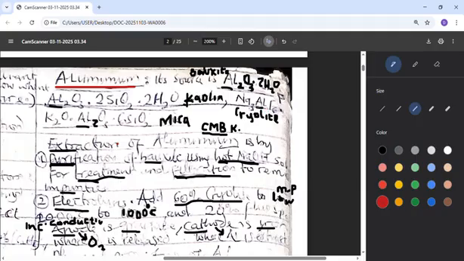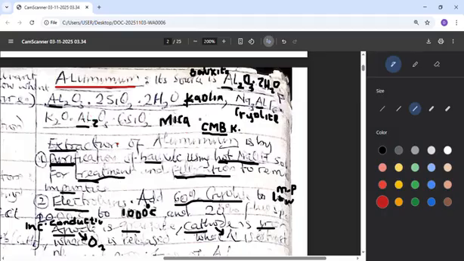You can just say Na3AlF6, so sodium aluminum hexafluoride. So you can get aluminum from cryolite. Then also from mica, K2O Al2O3 6SiO2, we can get aluminum from this mica.